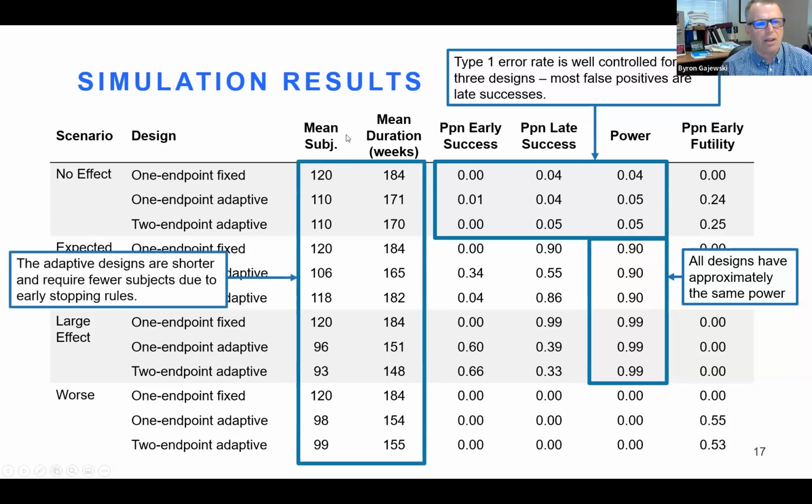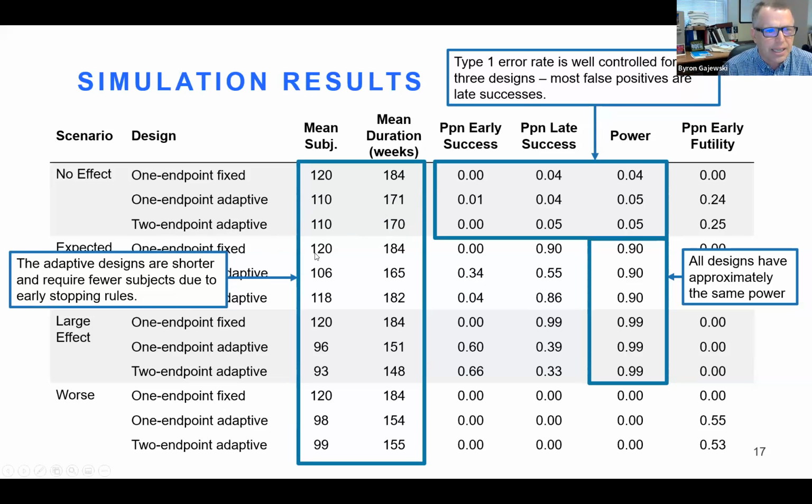Now, let's talk about how long these trials take. How many participants are enrolled in them on average? Well, in the no effect case, the one endpoint fixed, you're never stopping early. So you're always going to 120. It takes about 184 weeks on average, but you get an improvement in that you get average number of subjects enrolled, 110, and taking about 13 to 14 weeks less for the one endpoint adaptive and two endpoint adaptive. They're really not different from each other, but you do see a nice improvement there. This is done because they're stopping for futility.